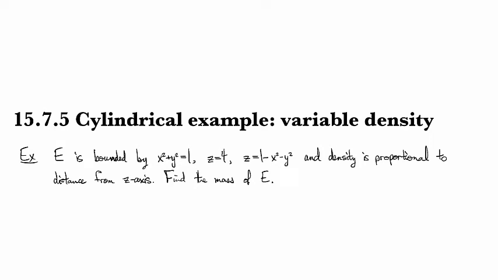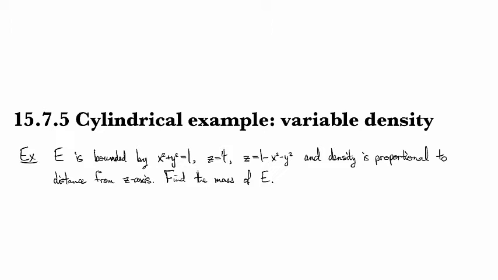All right, so let's take a look at an example where we're integrating over a three-dimensional region with variable density. Here our region is going to be bounded by x squared plus y squared equals 1, so that's the cylinder r equals 1. And it exists between the horizontal planes at z equals 4 and whatever this surface is right here, z equals 1 minus x squared minus y squared. Density is going to be proportional to the distance from the z-axis, which is r. And we want to find the mass of this object.